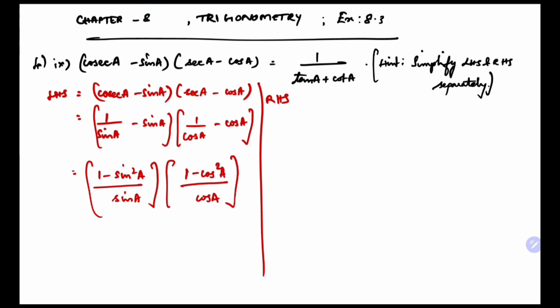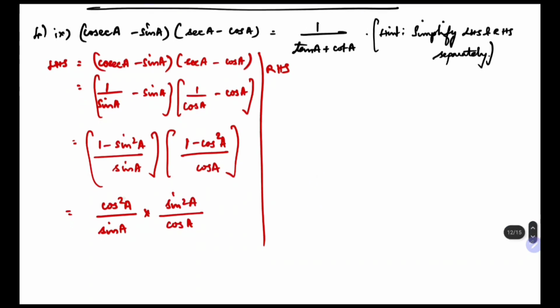We know the identity, 1 minus sin square A is cos square A, divided by sin A, into 1 minus cos square A is sin square A, divided by cos A. Cancelling cos A and sin A, we get cos A into sin A.